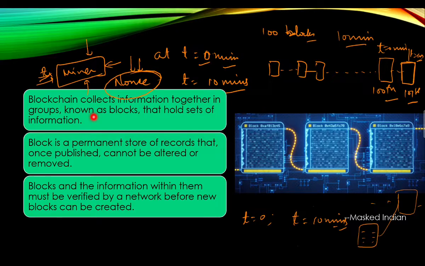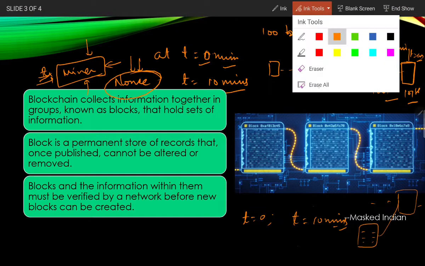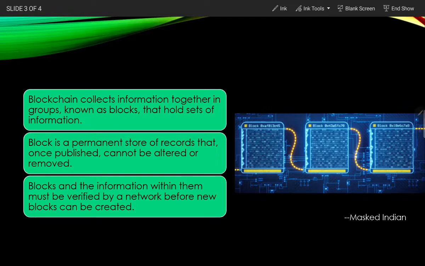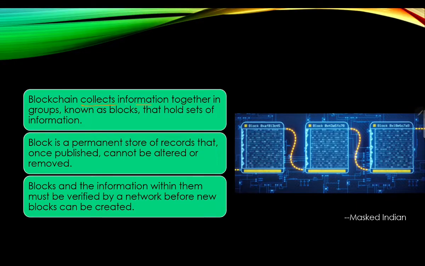So what I was saying is that blockchain connects information together. So this is a block. This block contains a lot of information in groups. It is known as blocks, and that whole set of information, again, this point is pretty clear.